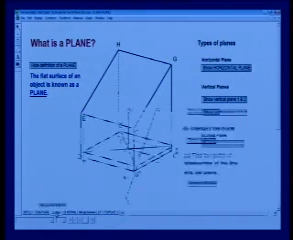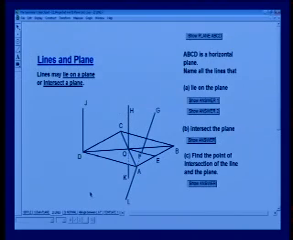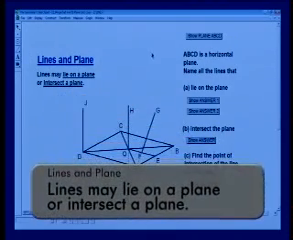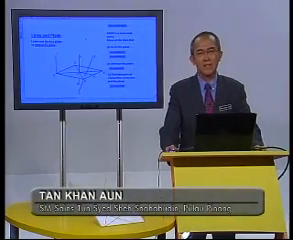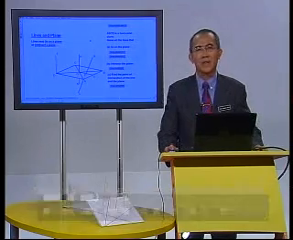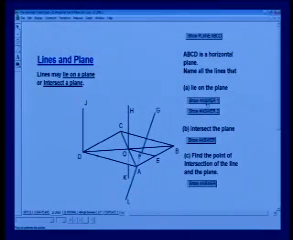Now we are going to look at lines as well. Lines and plane. Lines will lie on a plane or intersect a plane. So let us look at the 2D figure here, which is quite different from the real object. Name all the lines that lie on the plane. Let me show you part of the answer.